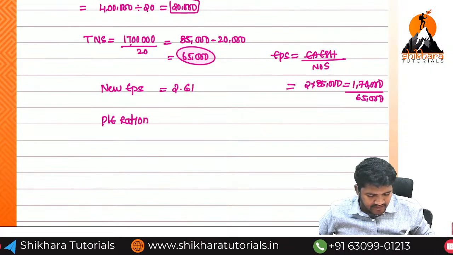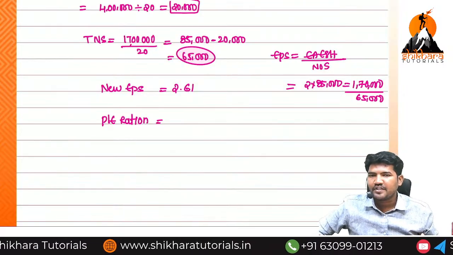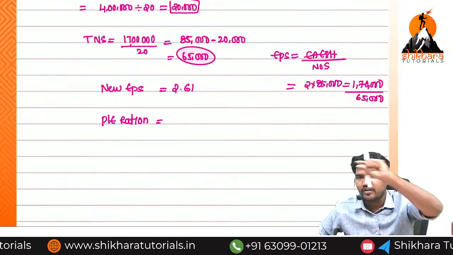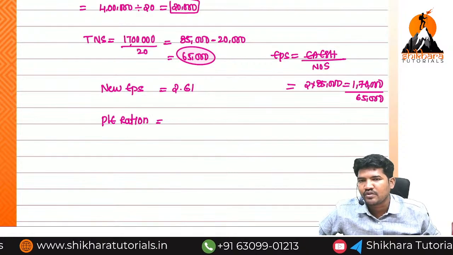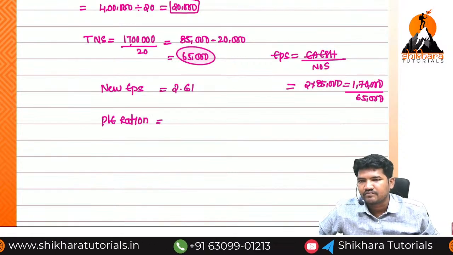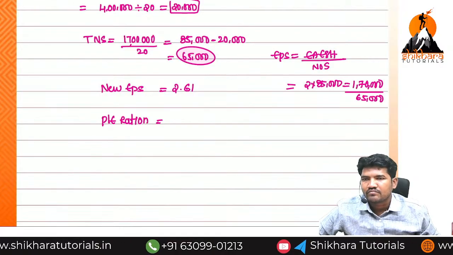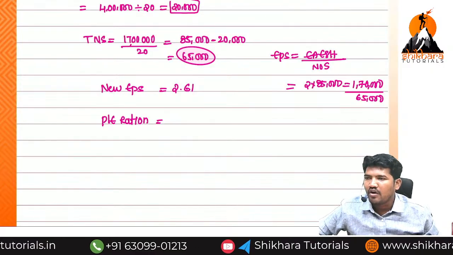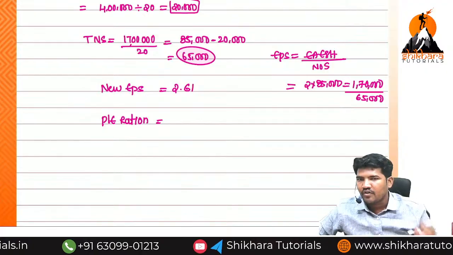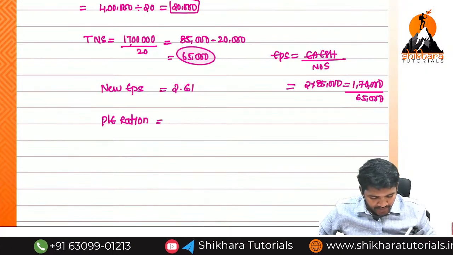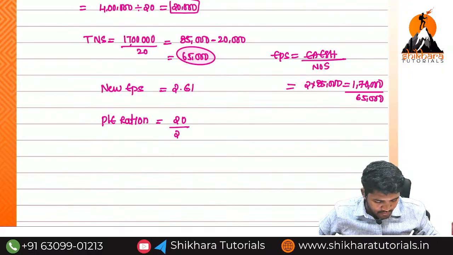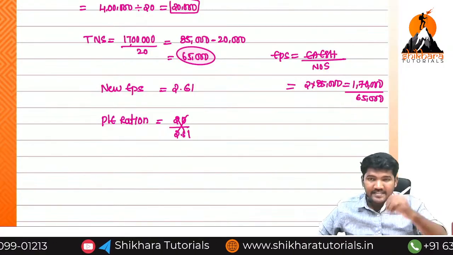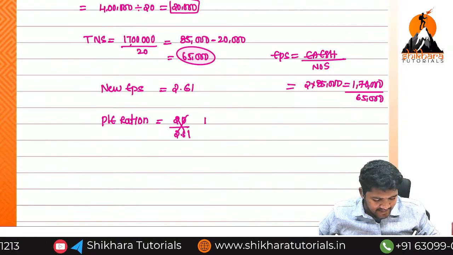Now can I calculate the PE ratio? I think the PE ratio will change. EPS changes, so PE ratio also changes. But as per the textbook, the assumption is that the PE ratio remains constant. You can see the first line in the solution. What's the assumption they followed? PE ratio remains constant for the two alternatives. If you are not following the assumption, how do you calculate? PE ratio equals MPS divided by 2.61.